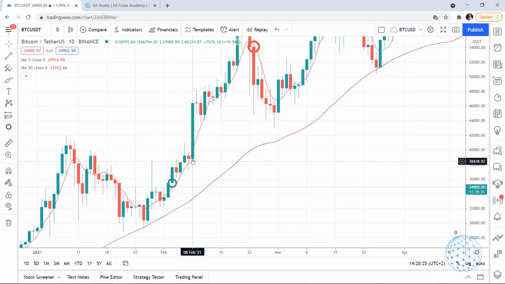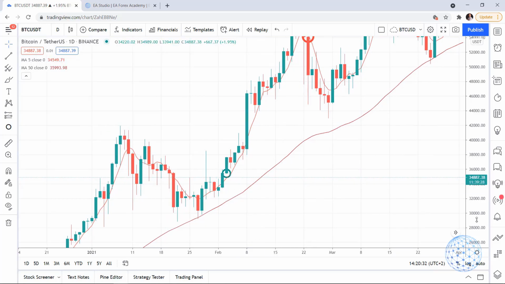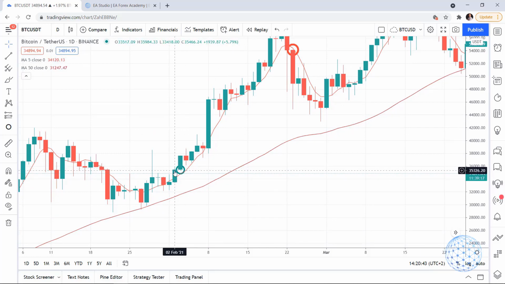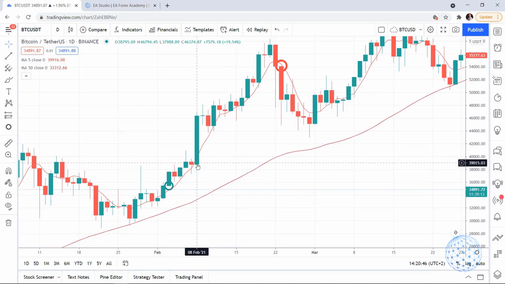But wait, maybe here we have an opening below the 5 moving average, right? If I zoom in, it really looks like the candlestick opened below the 5 moving average, so the exit should be here. Am I right? The entry is here, and I said that the exit is when we have a candlestick opening below the moving average. And if I put the mouse on it, you will see the opening of the candlestick, please look at this number over here, the opening is 38,795.69, and the 5 moving average is 39,916.88.